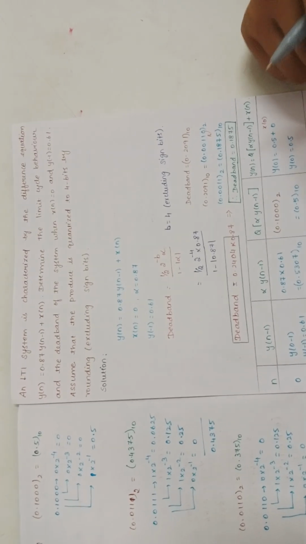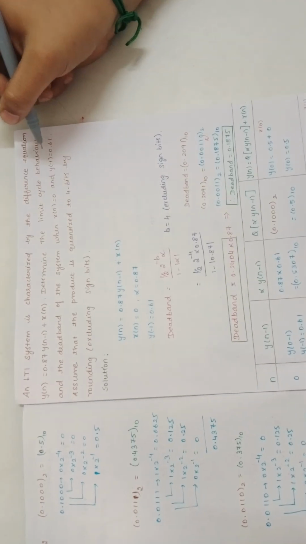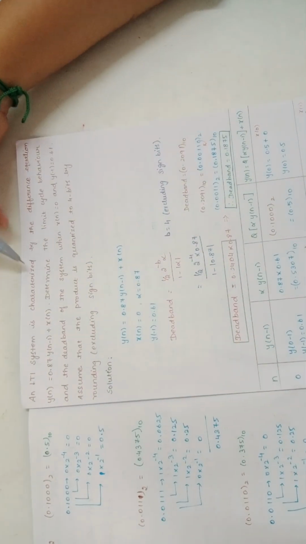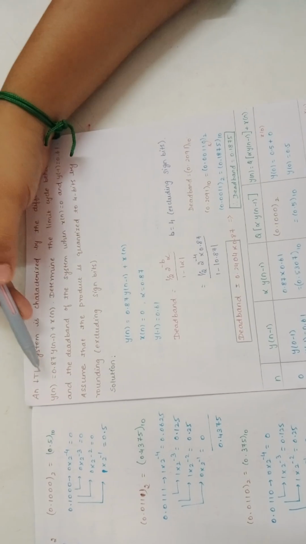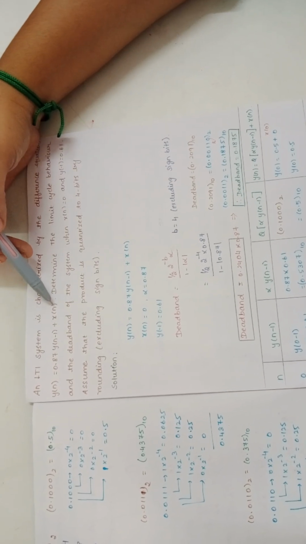Hello everyone, in this lecture we are going to solve a problem on the topic limit cycle behavior and deadband of the system. So the question is, an LTI system is characterized by the difference equation y of n equal to 0.87 y of n minus 1 plus x of n.